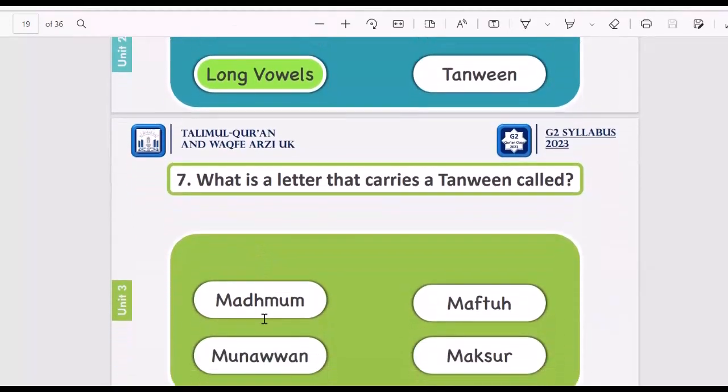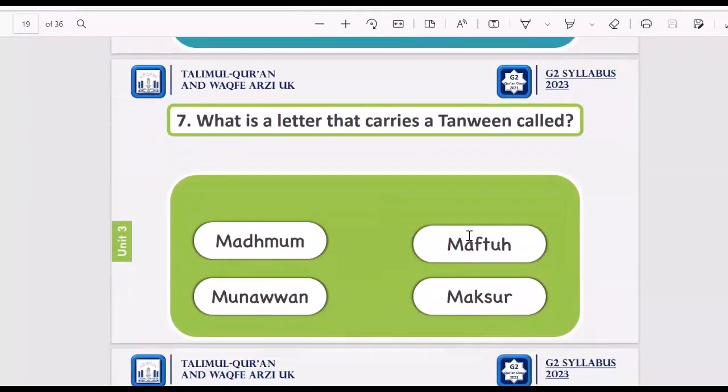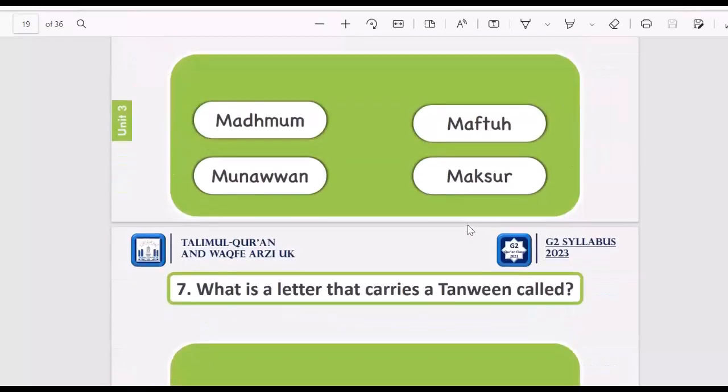Question 7 is, what is a letter that carries a tanween called? A madmum, munawwan, maftuh, or maksur? Majority of students have said munawwan. Well done, that's the correct answer.